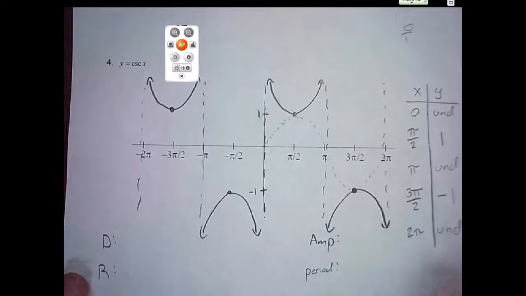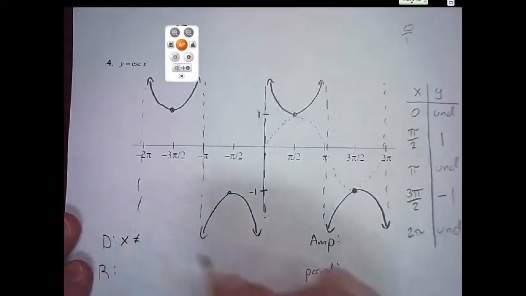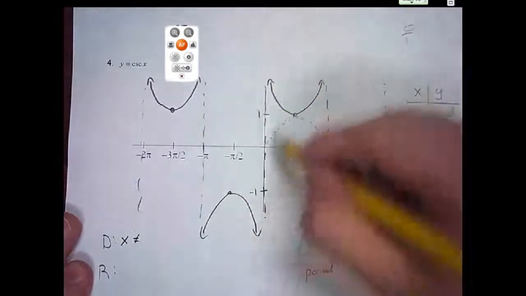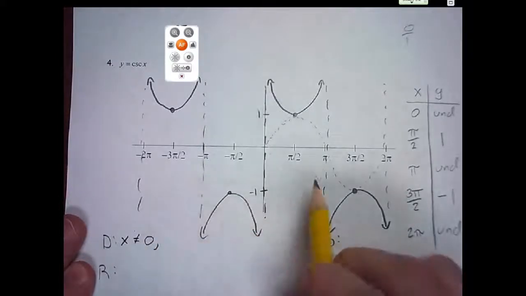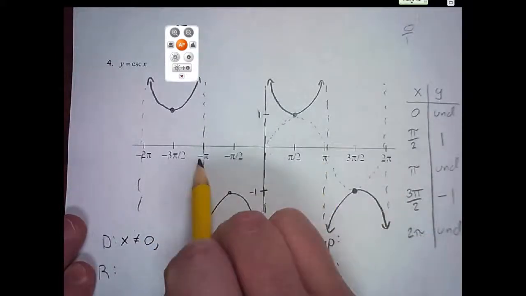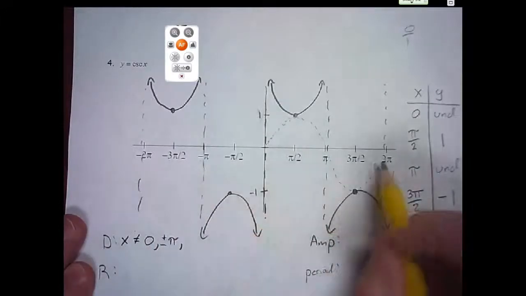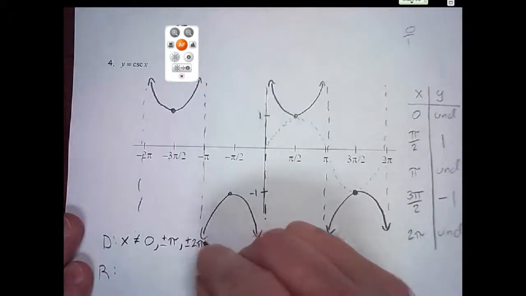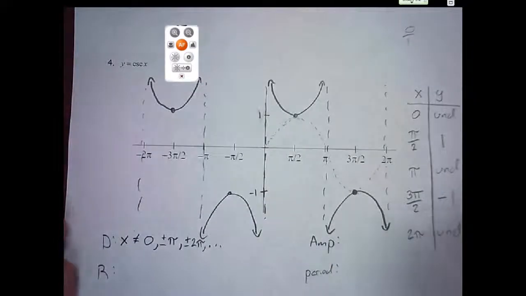Now, domain. Domain is always going to be x cannot equal whatever your asymptotes are. Now, don't forget your asymptote on 0. So it's going to be x cannot equal 0, comma. Now, if you notice, I have a positive pi and a negative pi, so it's just going to be plus minus pi, comma. Same thing with 2 pi and negative 2 pi, so plus minus 2 pi, comma. And then you can just put dot, dot, dot, or etc. Either one, and we're good.